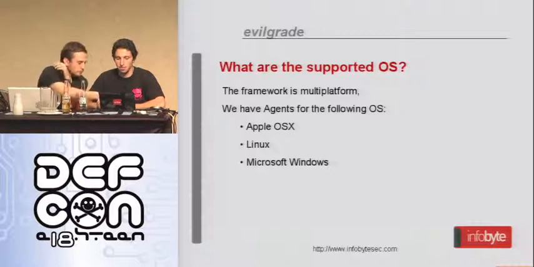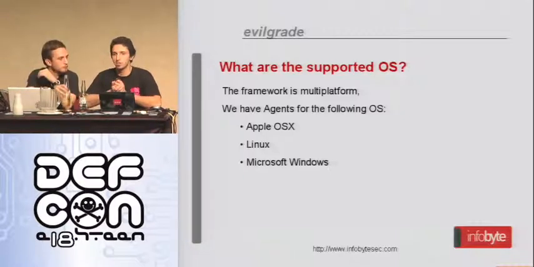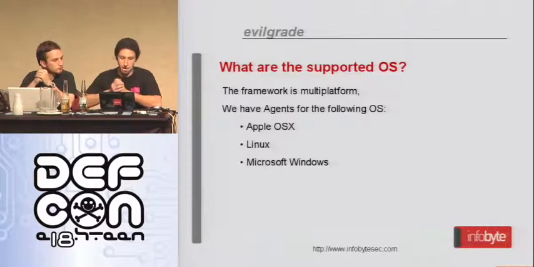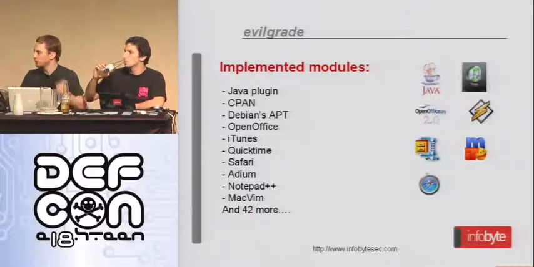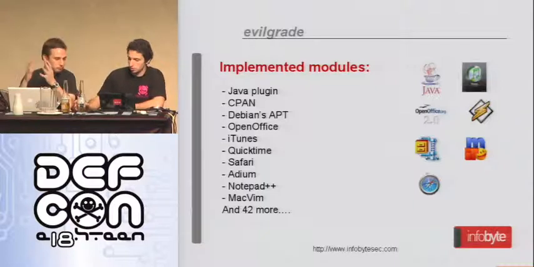The framework is multi-platform. Only the module has to target the update process of the application that you are going to attack. In this new version, the operating systems covered are Apple, Linux, and Microsoft. Some of the modules can attack the update process of the applications and of the operating system. These are some of the modules: Java, CPAN, Debian APT, OpenOffice, iTunes. I think many of those applications are on your computers, at least on mine. That's why we investigated those.